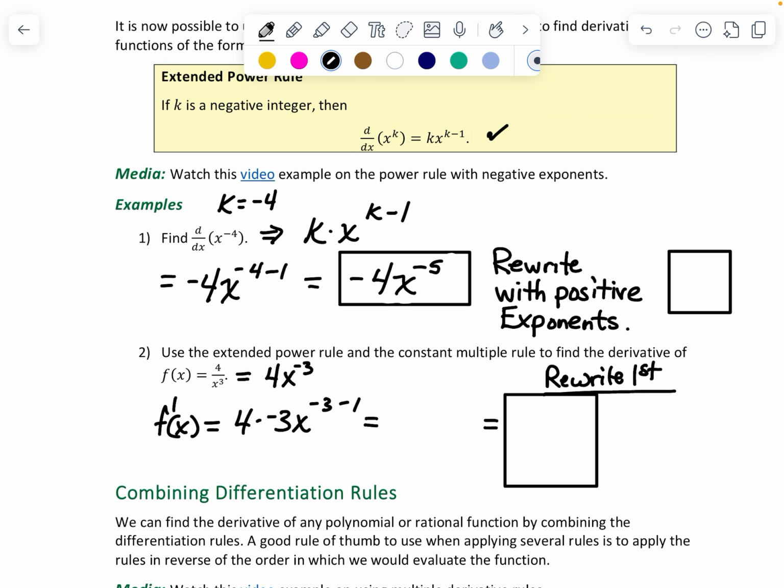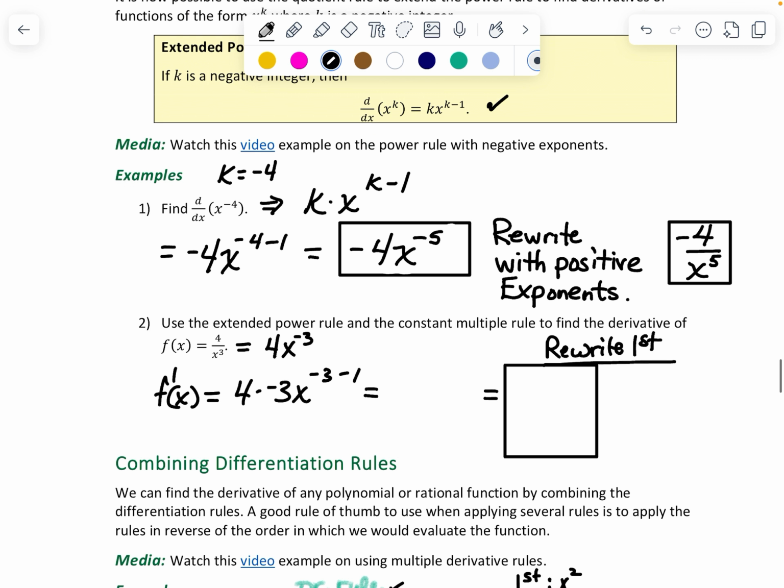But we often rewrite that with positive exponents, so we're going to rewrite that as negative 4 over x to the fifth. One of the mistakes people make is they think that a negative exponent will make the expression negative, and therefore this would be some kind of a positive, but it's not. That's exactly what the negative 4 goes in the numerator, and then the x to the negative fifth goes to the denominator as x to the fifth.